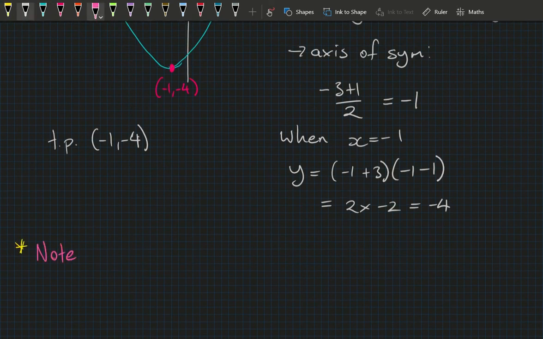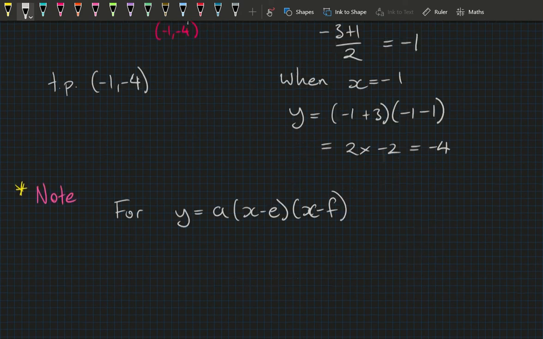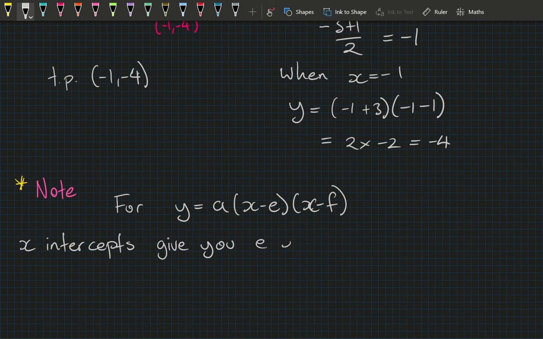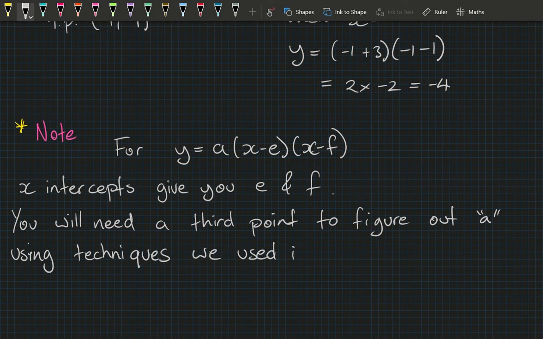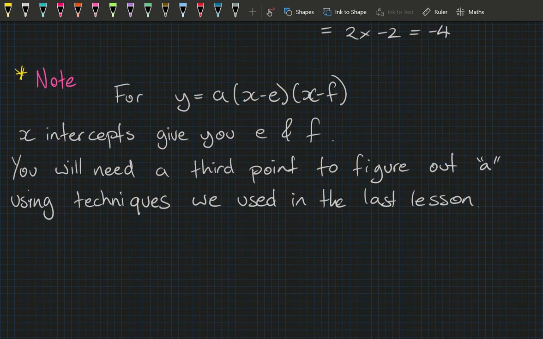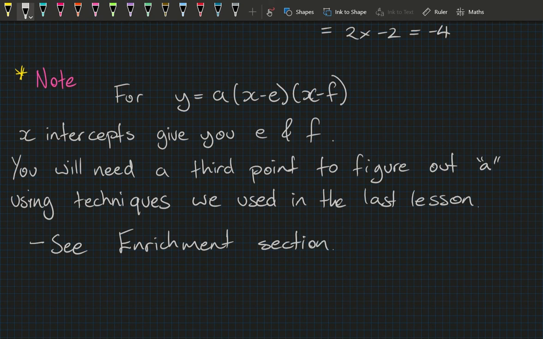For y equal to a times (x minus e) times (x minus f), the x-intercepts will give you the e and f, right? But you're going to need a third point to work out a using the techniques that we learned in the last lesson. So that's why I say just assume a is equal to 1 unless you're given a third point. Anyhow, this is something you can see in the enrichment section of this exercise.